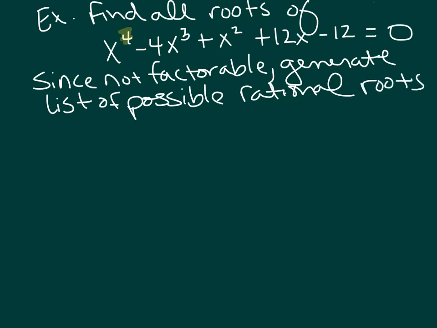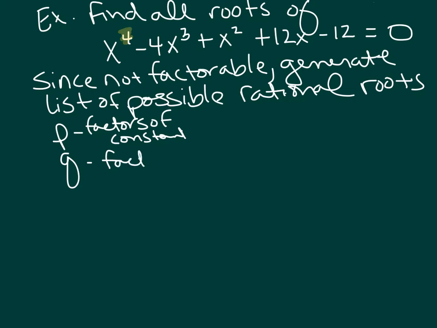so as a reminder, that's our p's and our q's, and our p's are the factors of the constant, and our q's are factors of the leading polynomial. I'm just going to put LC for leading coefficient. So factors of my constant is a negative 12.